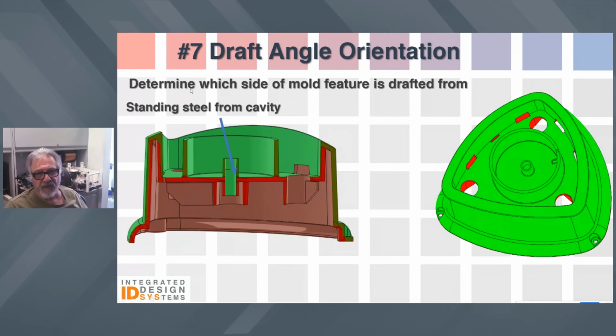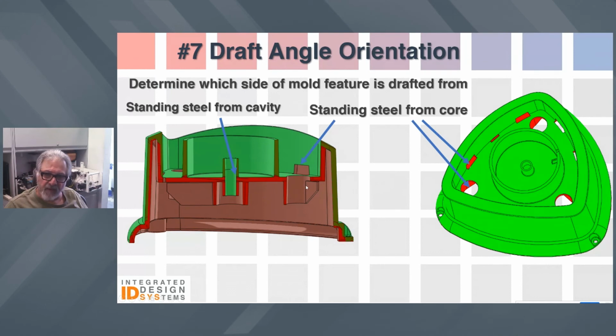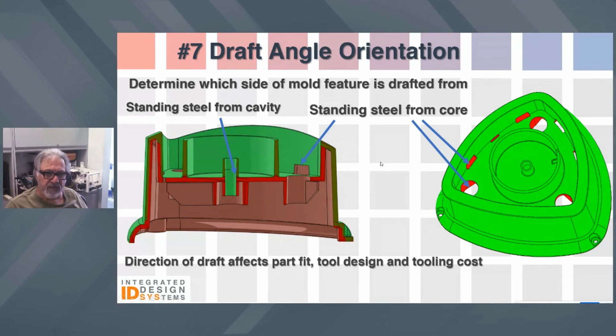So in this case, as I mentioned, you have a core pin that's coming down, molding this feature from the cavity side, and in the other cases, these shutoffs in here and the holes you see in the bottom are all coming up from the core side of the tool. So all those features are on the other side of the mold, and that was the molder's preference. That's why that was done. In this case, it was necessary, but in this other case, it was the molder's preference. So the direction of draft affects the part fit, the tool design, and the tooling cost, an important consideration.